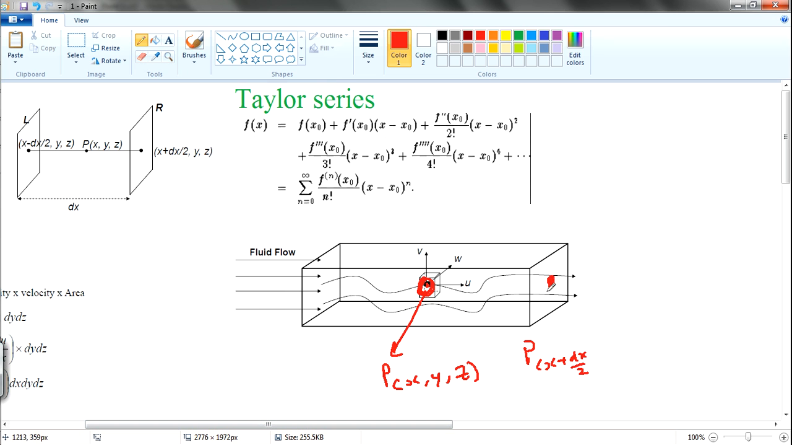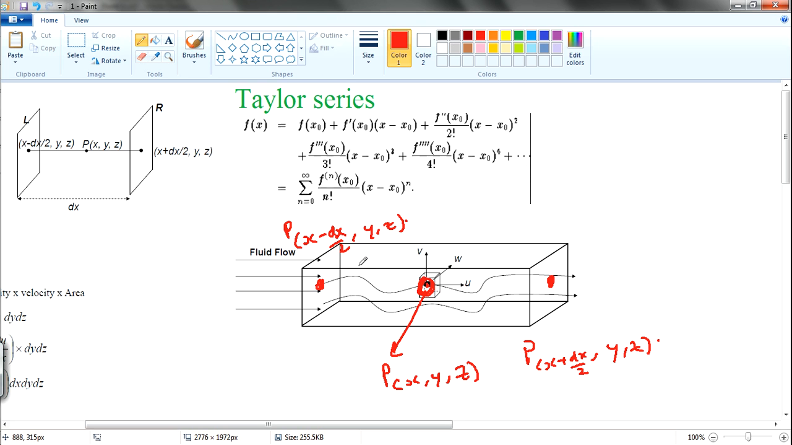And then the y and z didn't change, right? There is no movement in terms of w and v. So y and z stay the same. Therefore, at this point is this, and at this point is P with x minus dx over 2, y, z, since there will be no y direction and z direction movement.